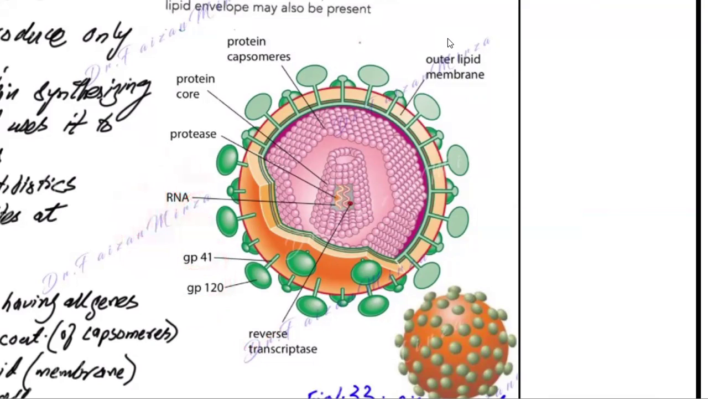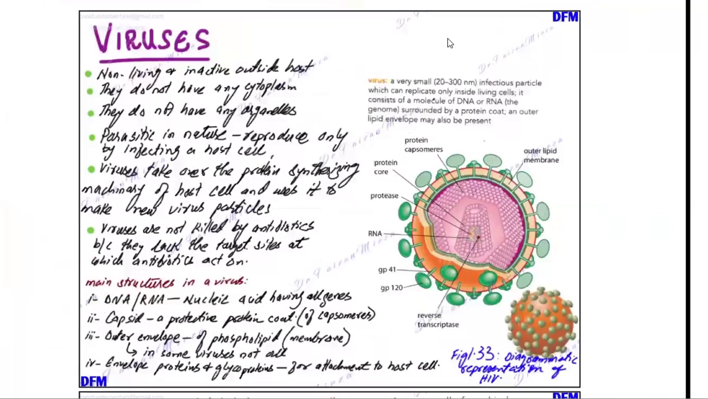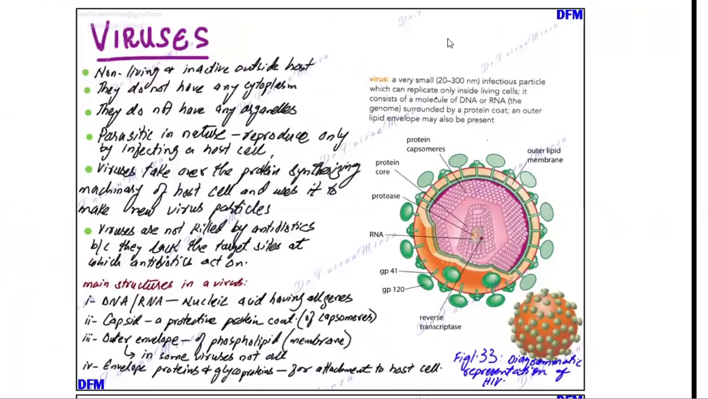Protease is there. We have the protein coat. The entire protein coat is basically called the capsid, and the individual units here are called capsomers. There are two protein coats in HIV, but every virus structure is different. So for viruses such as this, the detail will be what I've discussed so far.